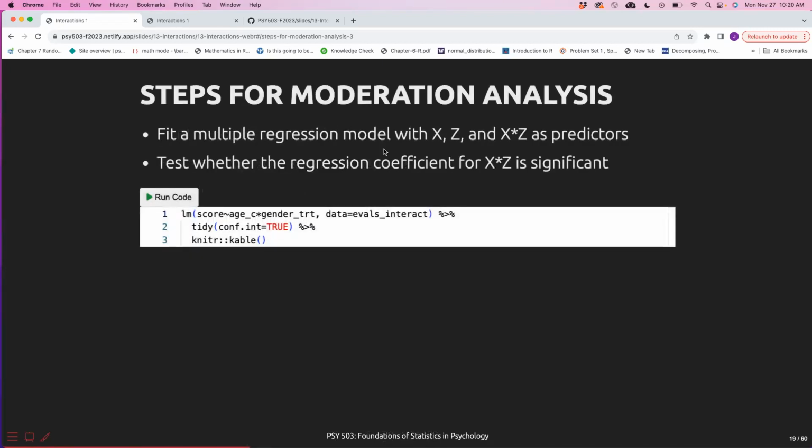All right, now we're going to fit our regression model and put all of our predictor variables in there. Then we're going to test whether the regression coefficients are significant or not, with a special focus on the interaction coefficient.